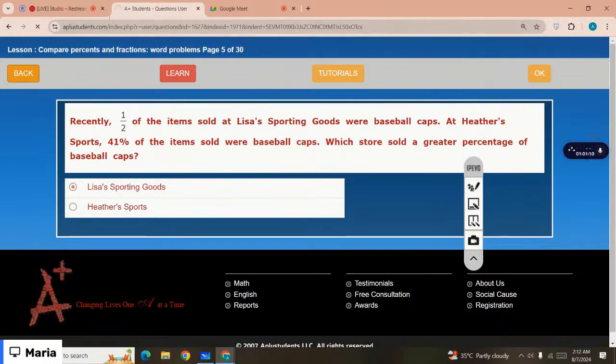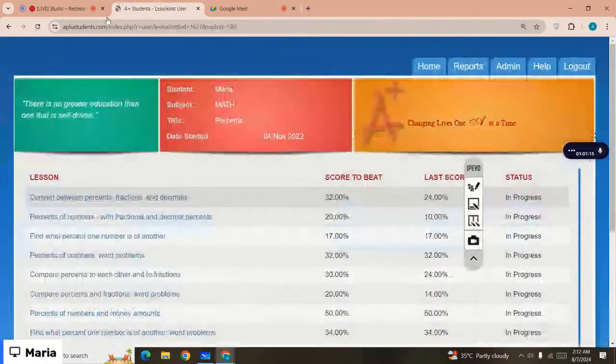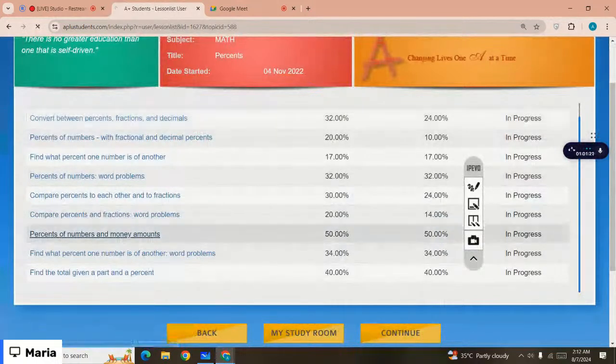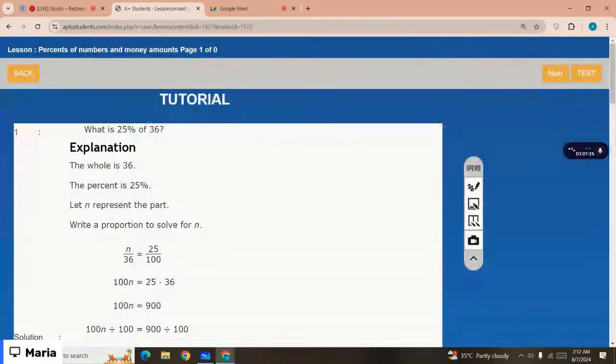Let me move on to the next lesson. The next lesson is percents of a number and money amounts. Let's start with the next lesson.